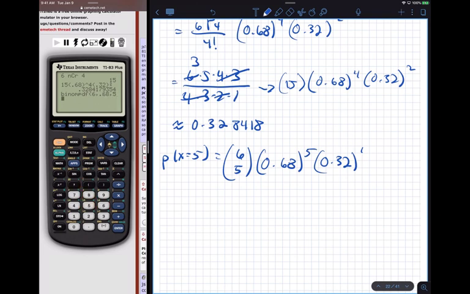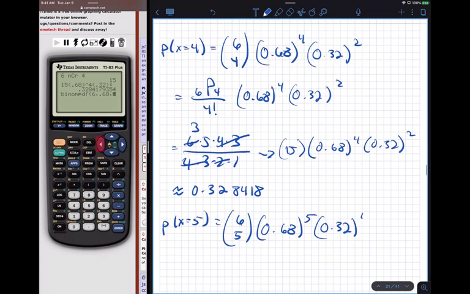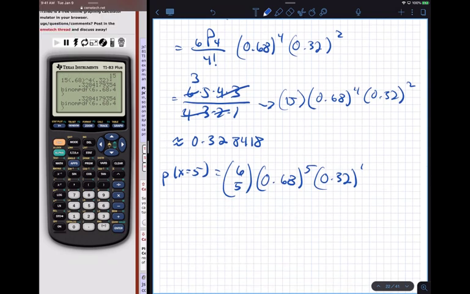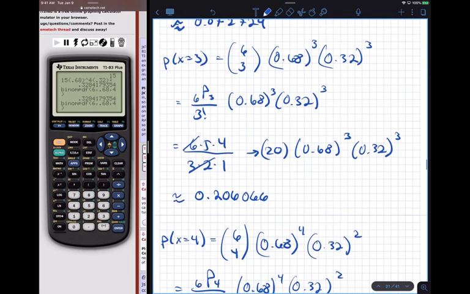Let's test it out in the previous. Let's do x is equal to 4, and we should get that same decimal. 0.3284, 18, right? So now we can just copy that. So I'm going to recall that last one, and instead of x being 4, let me check one more. Let's do x is equal to 3, and we should get 0.2066. 0.2066. See, all the stuff we were doing by hand, you see it right there.